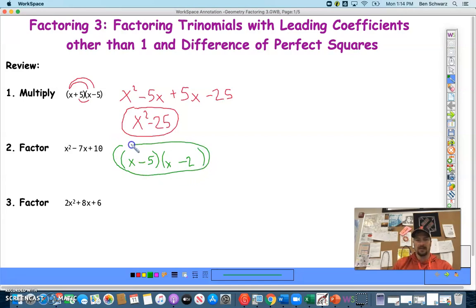And then this last one, we're supposed to factor this. Now, it's kind of combining what we learned the first 2 days. So what you want to do on this is first, and as you go on and factor, you're always going to want to look for a common term first. So you'll notice that each one of these terms can be divisible by 2. So the first step is actually to take a 2 out first. And then we're left with x squared plus 4x plus 3.